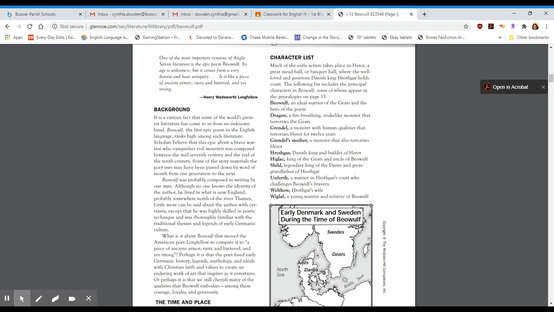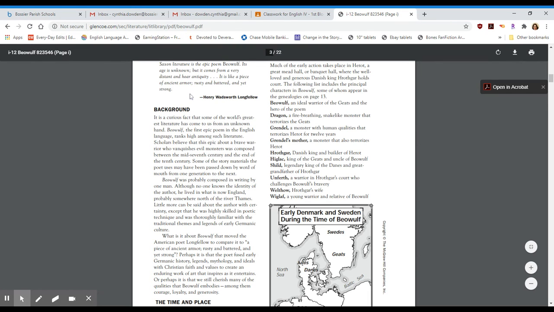But we do know that it is an epic poem and that it is famous enough to have survived to our time period, that we are still reading it today. We're still learning from it today. We're still learning so much about the time period in which it was written from the epic itself.